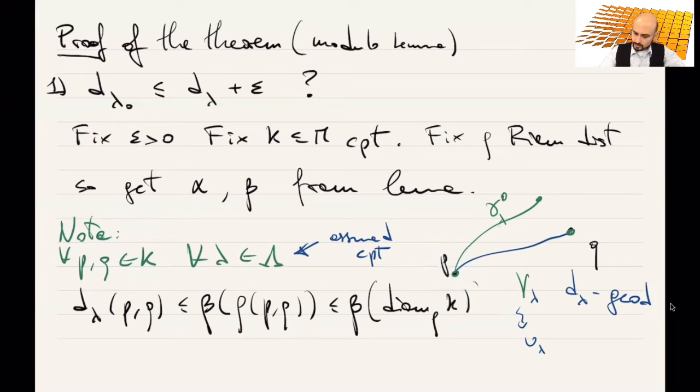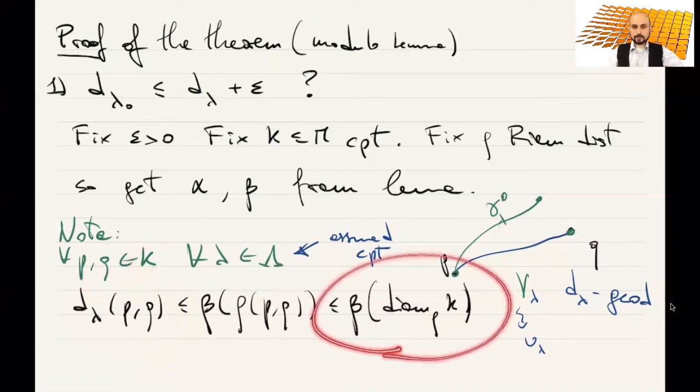Okay, which is a fixed number. So what you see is that the crucial lemma tells us that the d lambda distance on the compact set K has a uniform bound independent of lambda. This is going to be important.